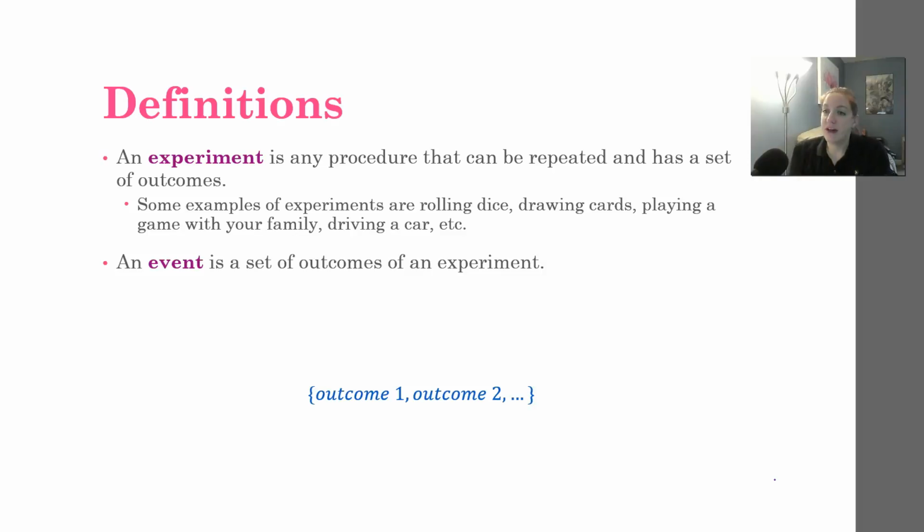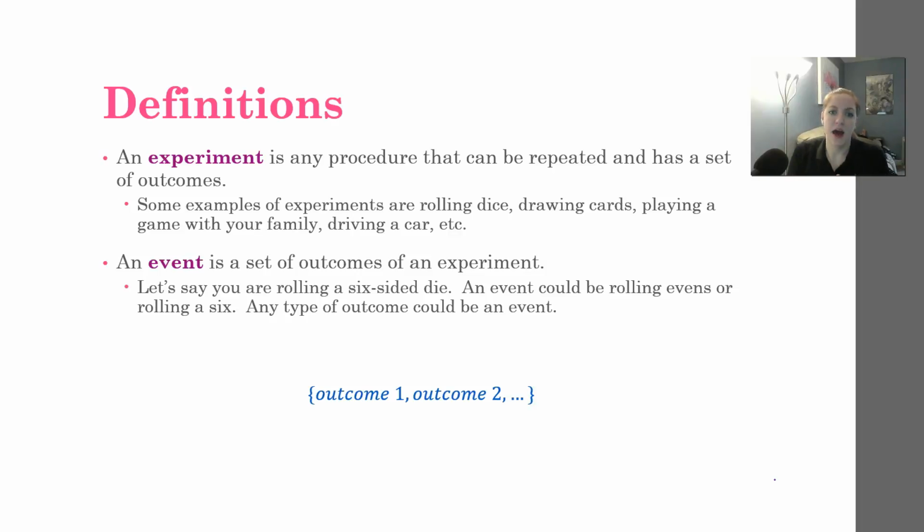So an event is a specific set of outcomes of an experiment. Let's look at rolling dice. You're playing Monopoly, right? Maybe we want to get doubles to get out of jail. That would be an event because it's a subset of the bigger experiment. Another one is rolling just a six-sided die. You could have anything from 1 all the way up to 6, right? So maybe an event would be rolling an even or an odd or just rolling a 5. Think of all the different outcomes that are possible.